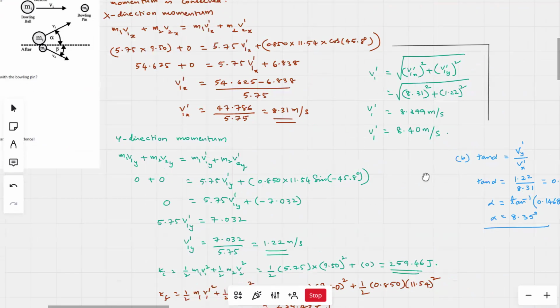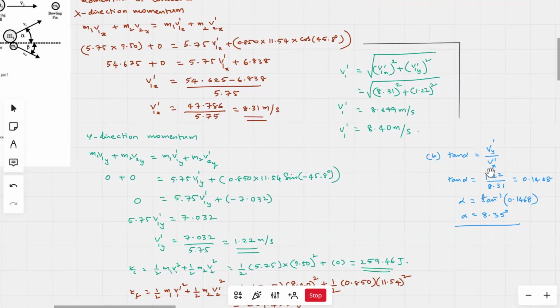Now we have to find out the direction. We know tan alpha is equal to y by x. So y direction velocity divided by x direction velocity after the collision we have to take. Therefore, tan alpha is equal to 1.22 divided by 8.31 gives the value, and then alpha is equal to tan inverse of this value, which gives 8.35 degrees.